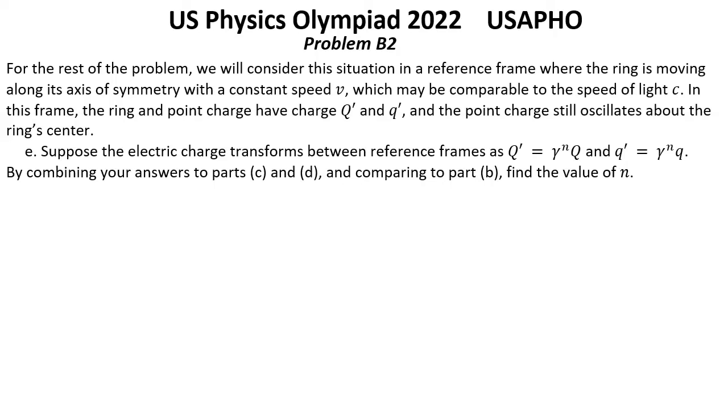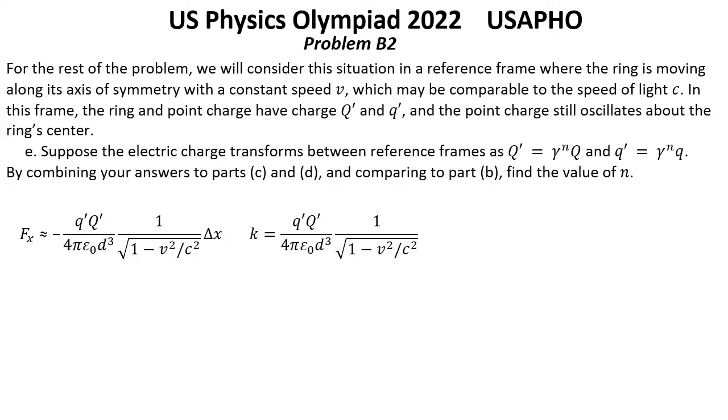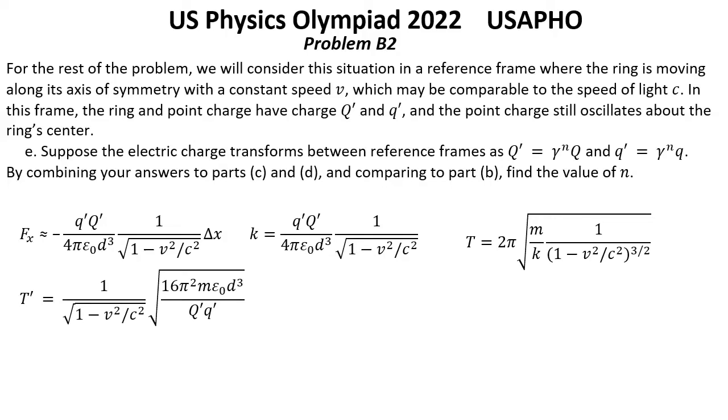Solution. From the final result of part C, we have restoring force proportional to displacement. It means that the coefficient of proportionality equals this expression. From part D, we found that if we know the coefficient of proportionality, we have the period equal to this expression. Now, plugging this K into our last formula, we have the period equal to this expression. But this is the same result as in part B, this one.